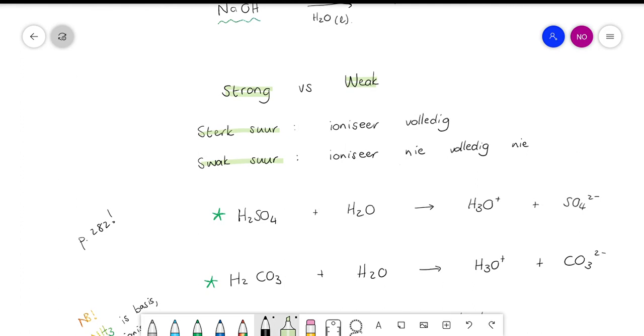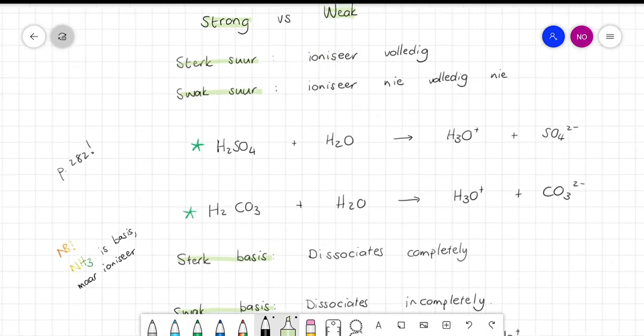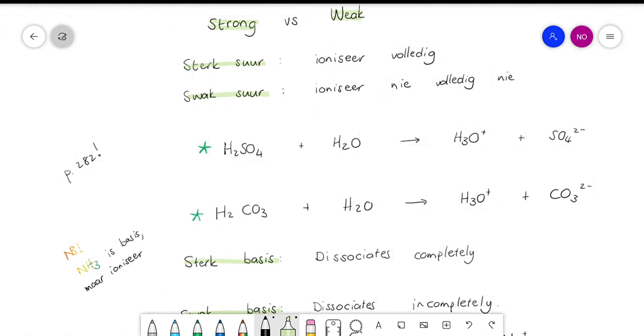Wanneer ons praat van sterk sure of swak sure, dan sê ons sterk sure ioniseer volledig. Why does it ionize? Ionizes because it has covalent bonds. So dit ioniseer volledig, en as dit 'n swak suur is, dan ioniseer dit nie volledig nie. So I just wrote out this for you. In both these cases, we have an acid. So H2SO4 is an acid and H2CO3 is an acid.